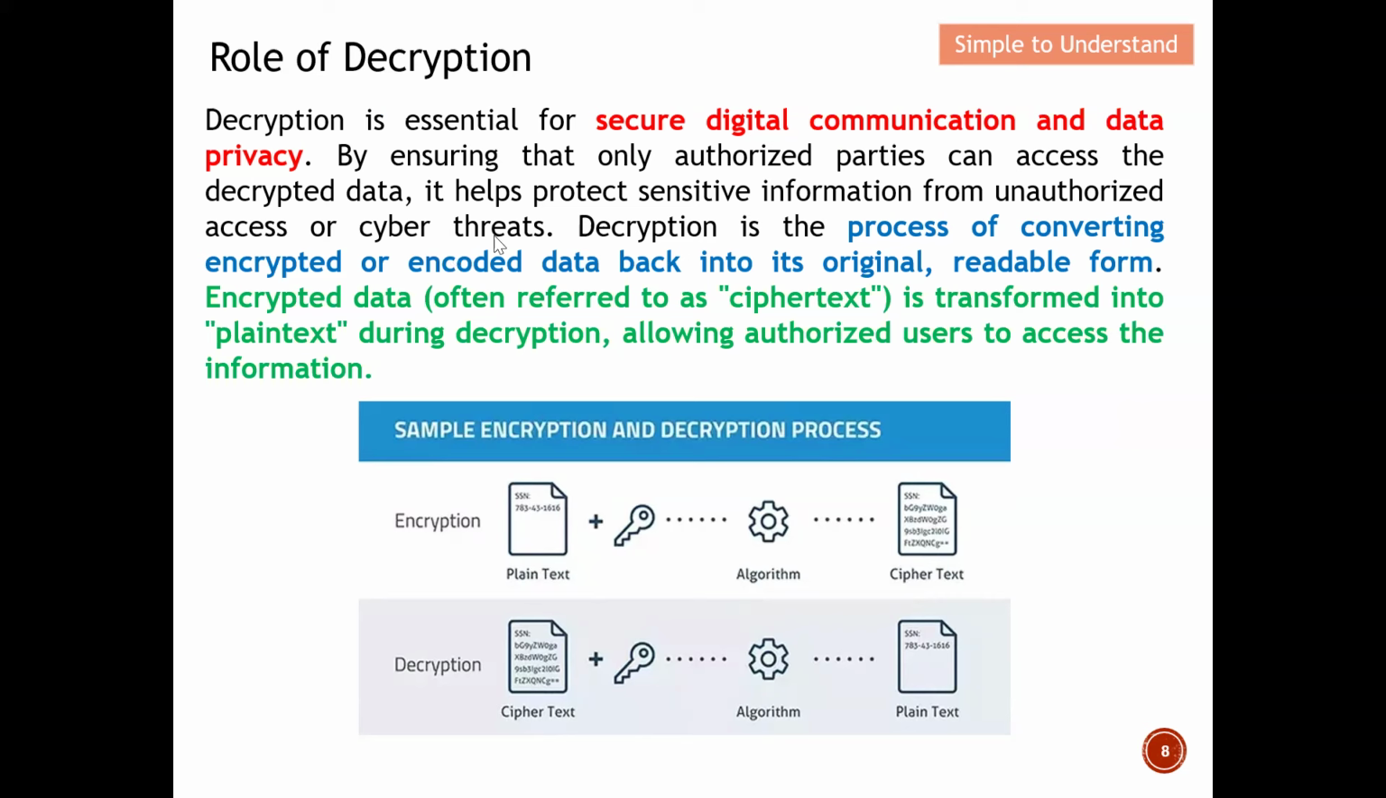access or cyber threats. Decryption is the process of converting the encrypted data or the encoded data back to its original readable form. For encrypted data, we often know this as ciphertext. Basically, it is transformed into plain text. Plain text is something that we understand, that we are able to read, during the decryption. This allows the authorized user to access the information.